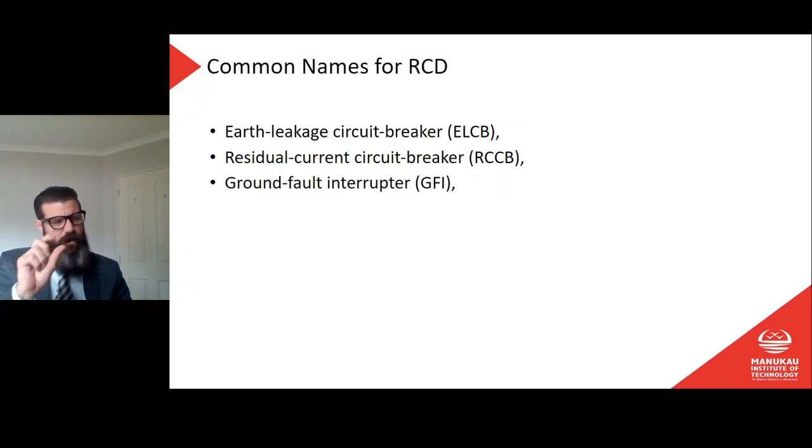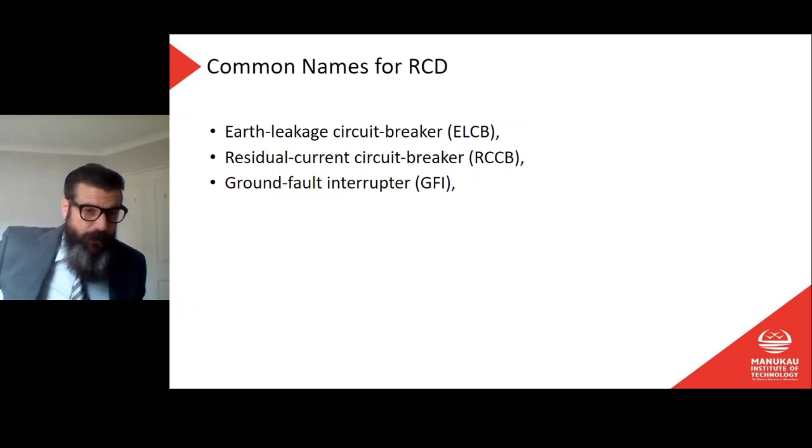Because a lot of the internet is American centric, you'll find that they often use American terms and definitions. Ground fault interrupter, or GFI, is one that you come across quite frequently if you're looking at electrical forums or electrical information out of America in general. They'll talk about GFIs, and that means RCD.